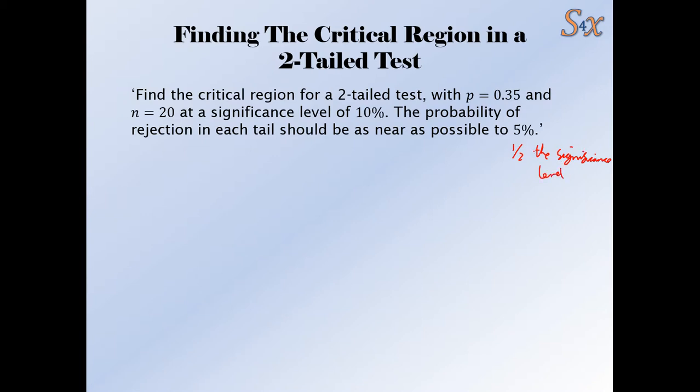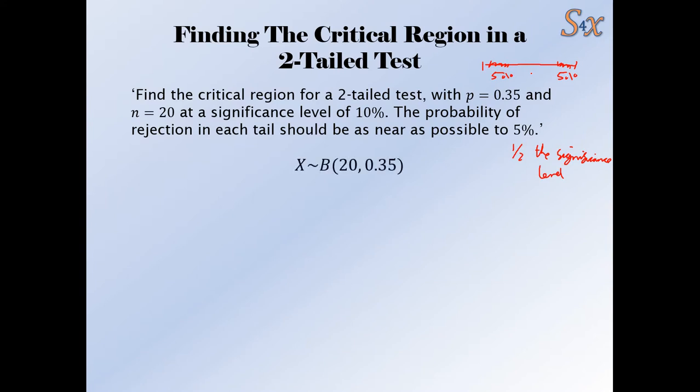Okay, so actually we'll end up with something that looks like this. Two critical regions, one here, one here. Each of those will have about, or as near as possible as the question says, 5% in each. We have to half that significance level. If our total significance level is only 5%, we'd have to half that and put 2.5% in each of the critical regions. So in a two-tailed test, we have to half that significance level.